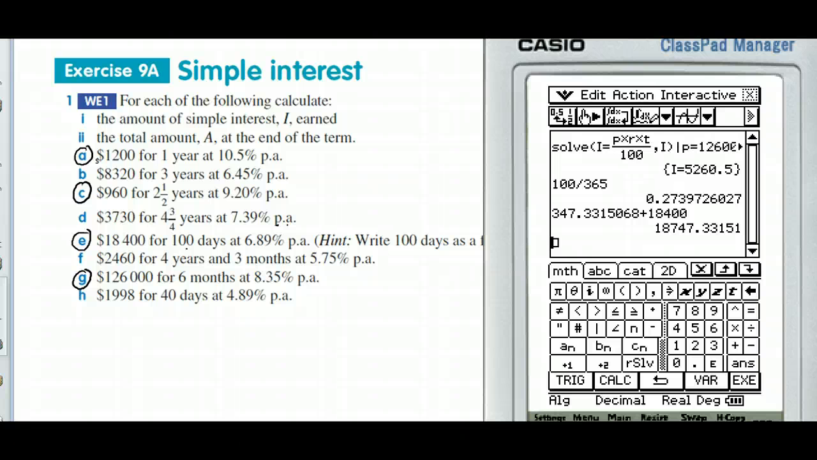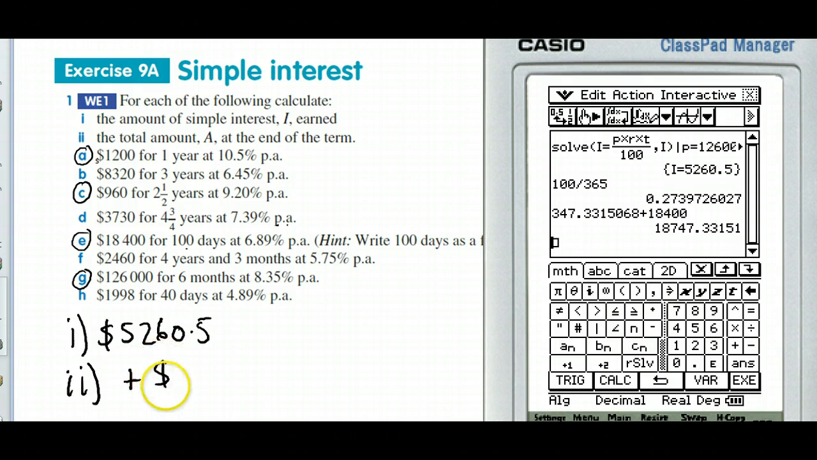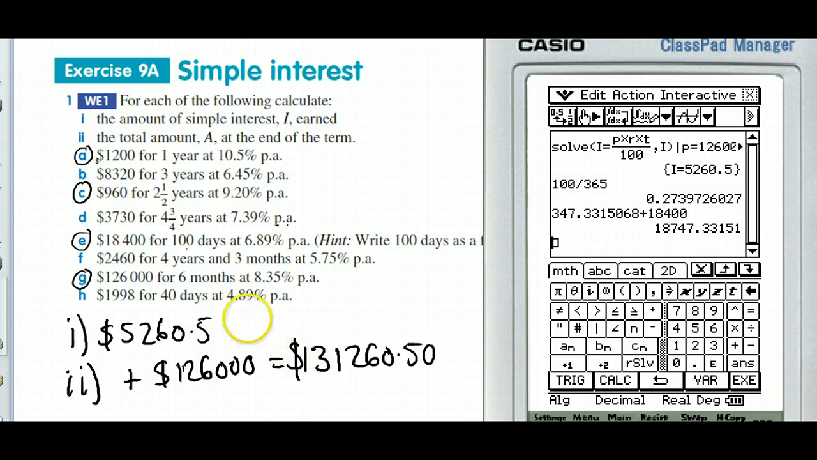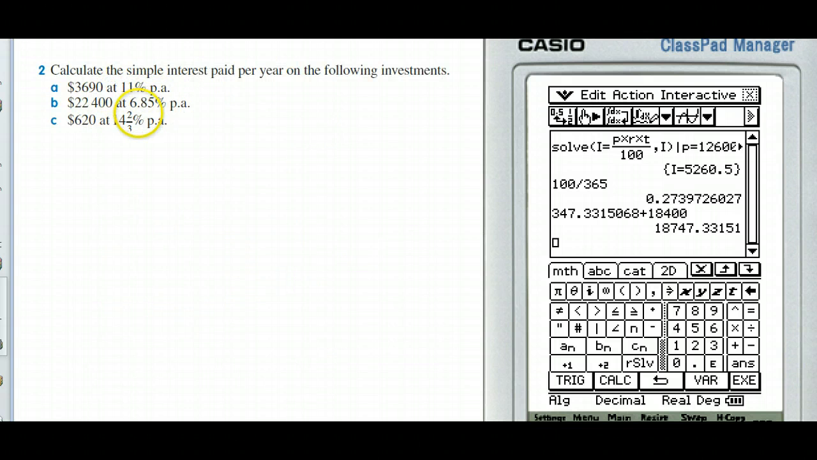So we press enter, and we get told that for the interest, we've got $5,260.5, and for the total amount, it's going to be that plus 126,000, which will equal $131,260.50. There we go. Okay, next we're going to calculate the simple interest paid per year on the following investments.